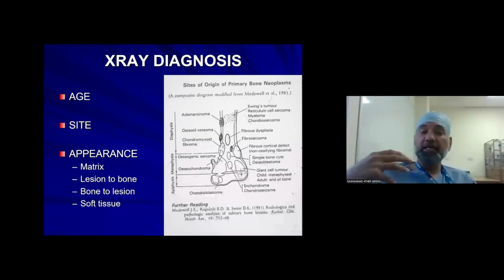And you need to look at the X-rays as well to see what the tumor is doing to the bone, or the bone is doing to the tumor, and then what is the periosteum doing. So you need to look at the periosteal reaction, and then obviously what the soft tissue is doing around it. Is there a big soft tissue component or not?